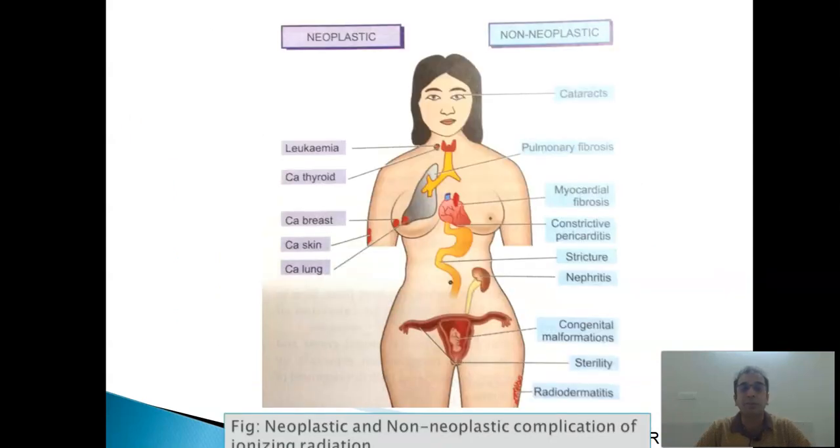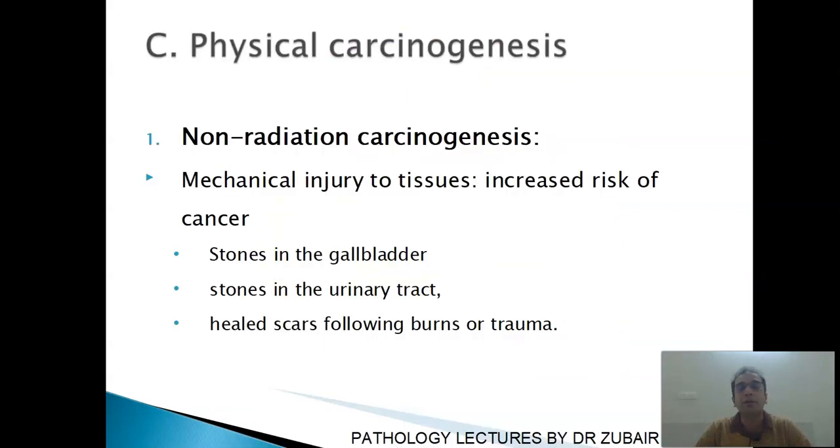Following is the exhaustive list of cancers that can result from radiation, and the non-neoplastic effects: leukemia, carcinoma of thyroid, carcinoma of breast, carcinoma of skin, carcinoma of lung, cataracts, pulmonary fibrosis, myocardial fibrosis, constrictive pericarditis, strictures, nephritis, congenital malformation, sterility, and radiodermatitis.